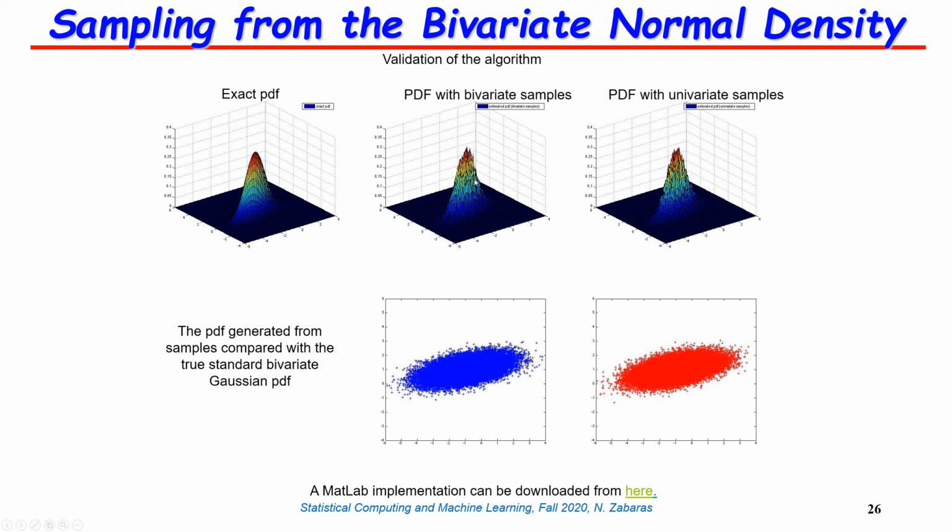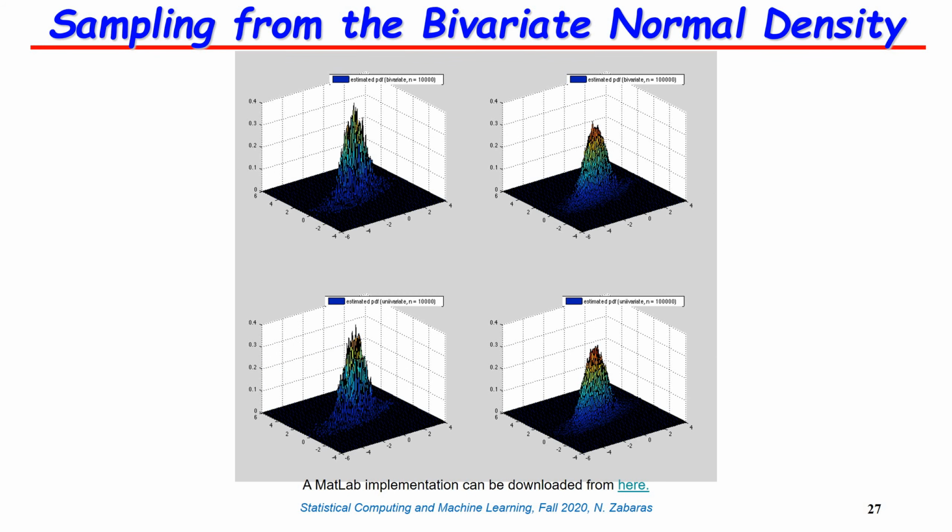And again, you see the histogram of the two-dimensional Gaussian generated in two different ways. Of course, as the number of samples goes up, the two approximations could be practically the same. And again, the same plots here with another implementation of the same problem.